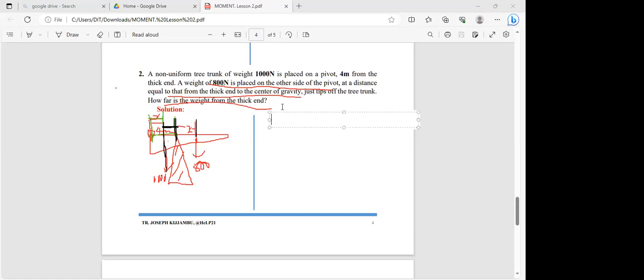This one is going to be clockwise, 800 times x, so it's 800x. It's going to be equal to the anti-clockwise, which is 1,000 into brackets 4 minus x. Why are we using 4 minus x? Because the distance that we have to use to calculate moments has to be between the force and its perpendicular distance.